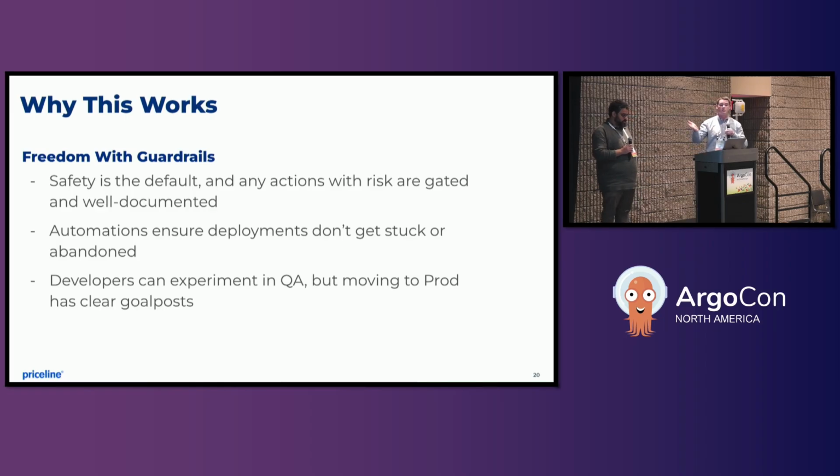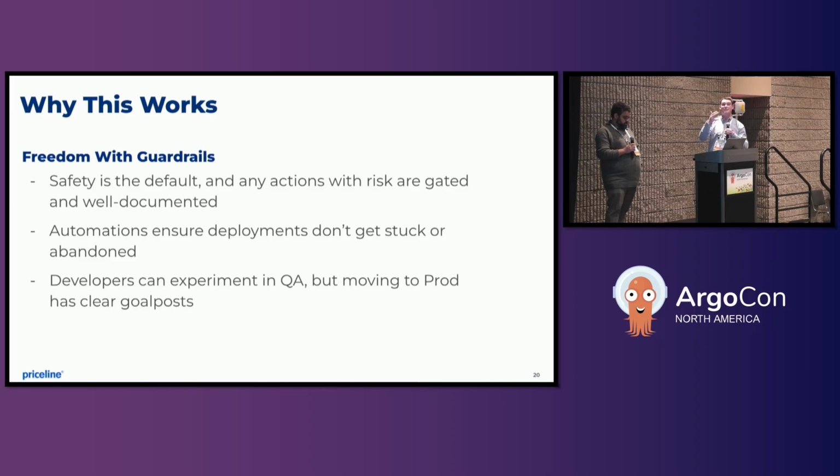We also use automations to ensure deployments don't get stuck or abandoned. So we have continuous crons monitoring our environment to make sure, hey, if this rollout's been sitting in a progressing state for longer than 30 minutes, an hour, we should go ahead and abort that. It's in a stuck state. We need to move on. And again, developers can experiment in QA, but moving to prod has clear goalposts.